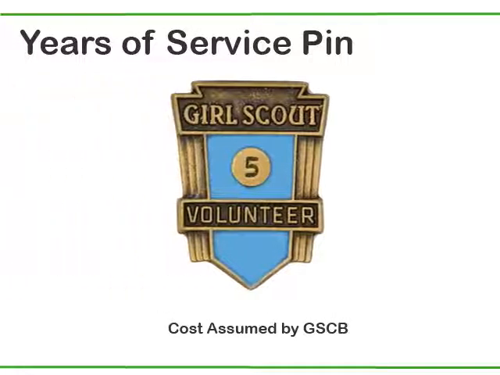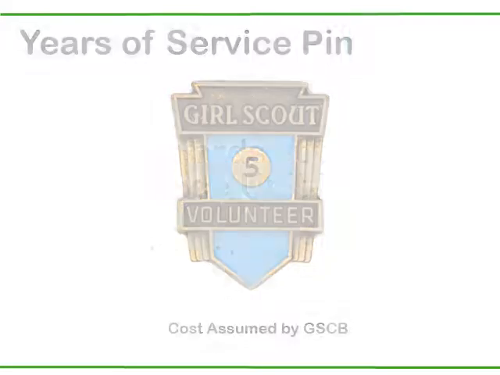The first award we'll discuss is the Years of Service pin. This is available in 5-year designations to registered adult volunteers. It recognizes only adult volunteer years of service. No girl years can be counted toward this pin. Any adult volunteer who has completed 5 years plus of service is eligible for this award, and the cost is assumed by Girl Scouts of the Chesapeake Bay.